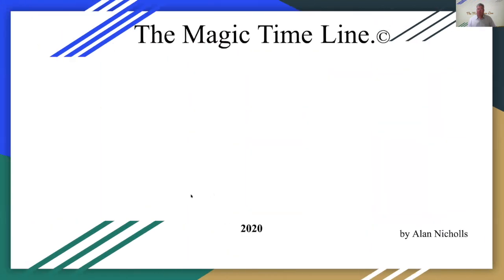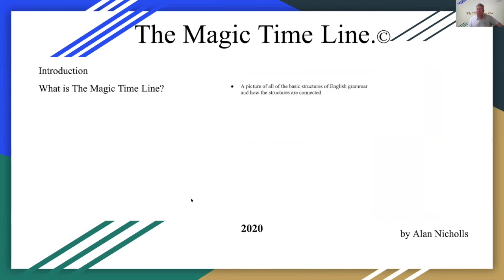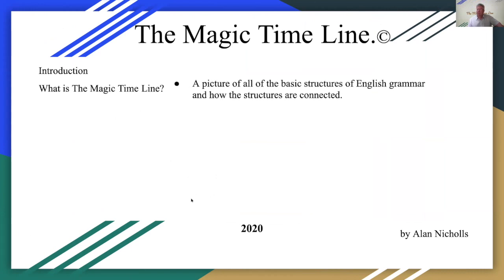I created the Magic Timeline about 15 years ago. So what is the Magic Timeline? Well, the Magic Timeline is a picture of all of the basic structures of English grammar and how the structures are connected. I believe people understand pictures. People can remember pictures. Pictures speak 1,000 words.